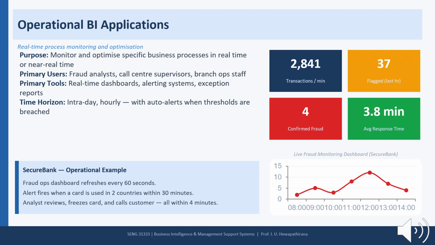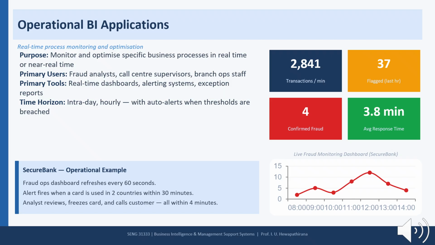Below those metrics is a line chart showing how fraud flags have varied across the trading day, from 8 in the morning to 2 in the afternoon. Notice the spike at midday. That kind of pattern matters. It tells the operations team when to have more analysts available.